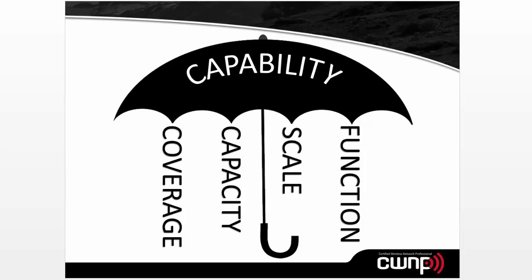And it can fall into any of these areas. It can be a coverage issue, it can be a capacity issue, it can be a function issue. The scale is more about long-term planning and design scenarios. But the point is that this is what we're going to be doing when we actually troubleshoot our networks.